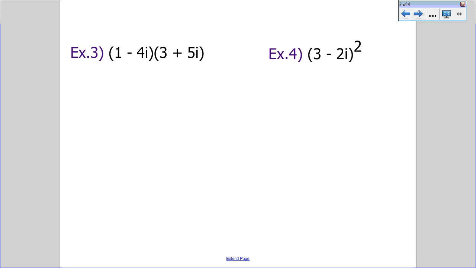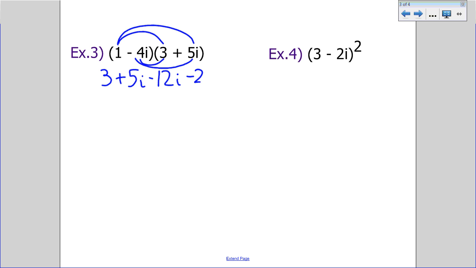We take a look at our next examples. Now we're taking a look at distributing. It's just like we've done before. So 1 times 3 is 3. 1 times 5i is 5i. Negative 4i times 3 is negative 12i. And then negative 4i times 5i is negative 20, and then we have i squared. Now keep in mind, what we learned last week is that i squared equals negative 1. So this really is a positive 20. A negative times a negative is a positive.